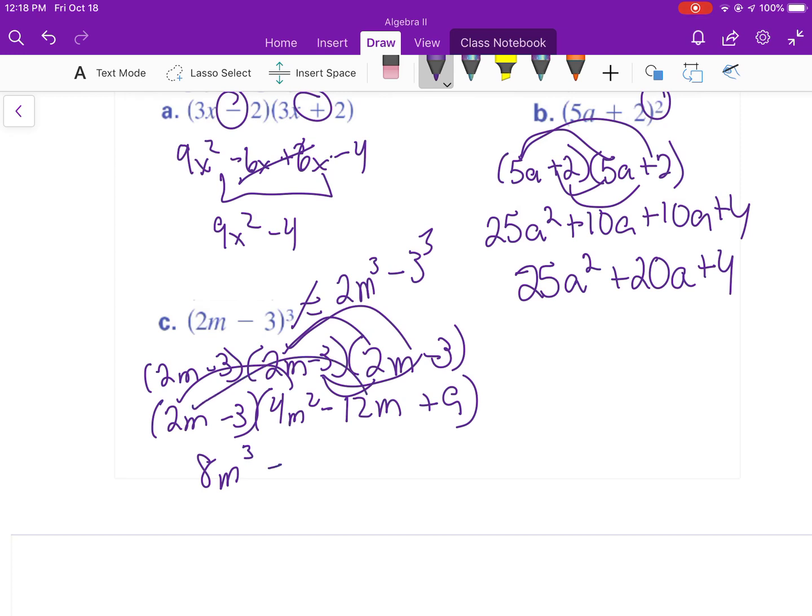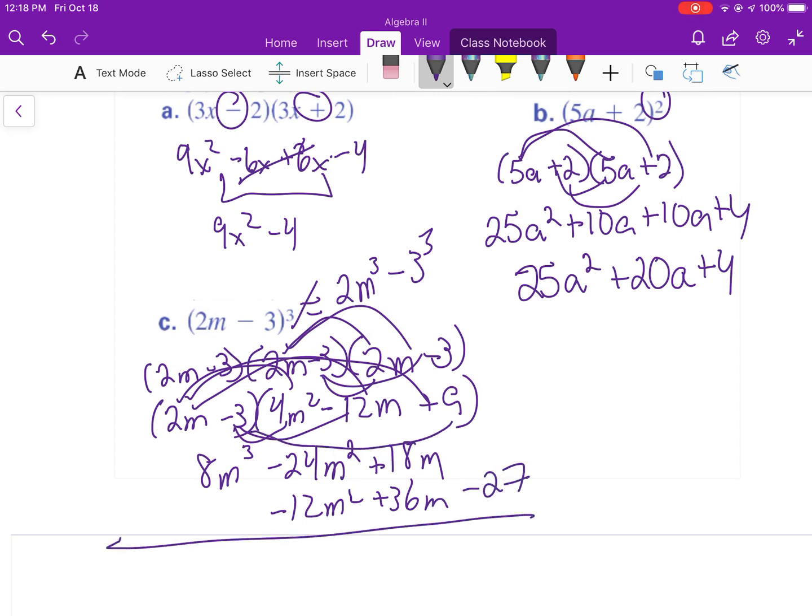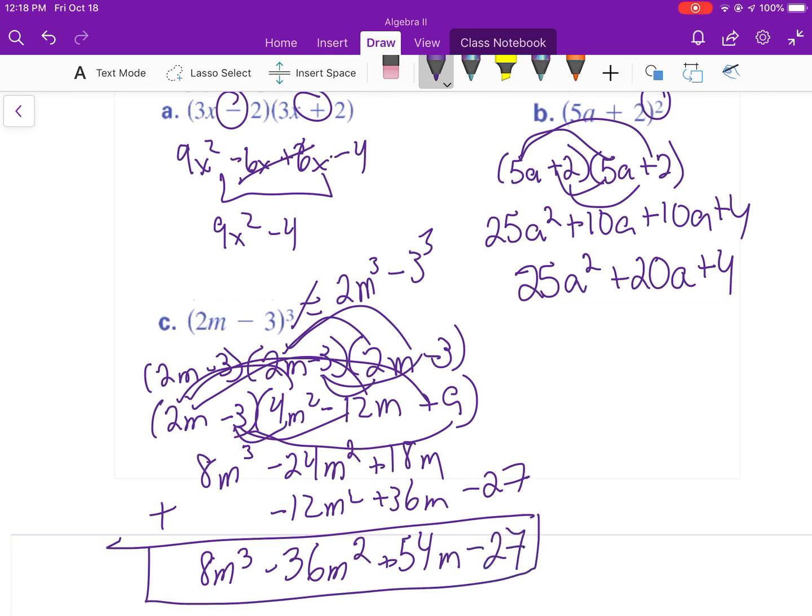Okay. Minus 24m squared. Go through to the negative 3: negative 12m squared, plus 36m, and minus 27. Again, add them up. I get 8m to the third, minus 36m squared, plus 54m, minus 27. Which is way different from 8m to the third minus 27.